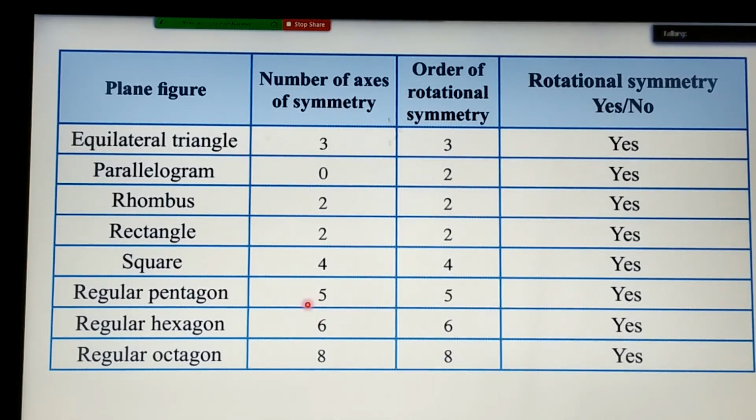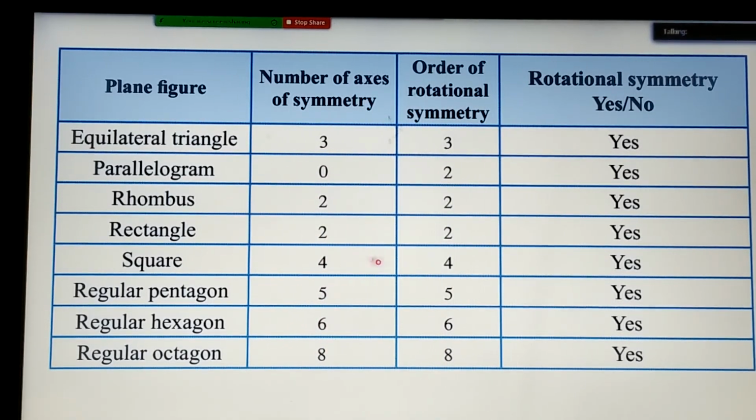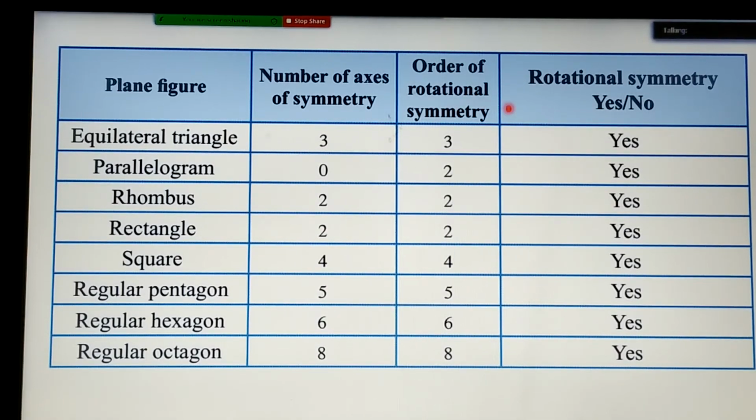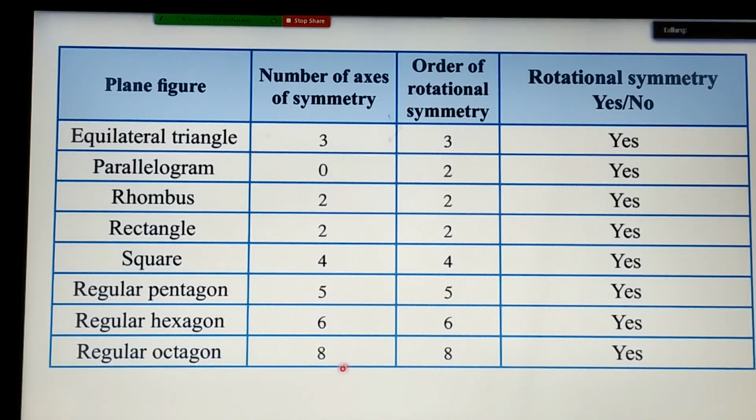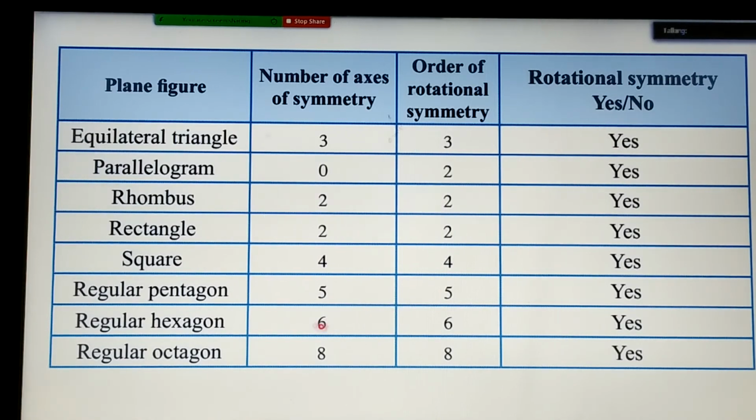Here the number of axes of symmetry is equal to the order of rotational symmetry. So 5 axes means the order is also 5. In a hexagon also the number of axes of symmetry is equal to the order of rotational symmetry. Regular octagon also the same. But we can't say that the number of axes of symmetry is always equal to the order of rotational symmetry. Why? There is a good example for that one.